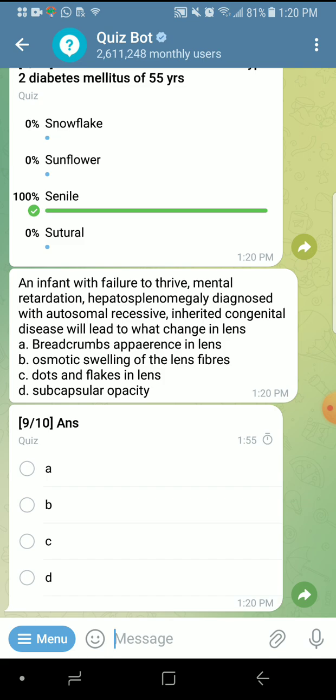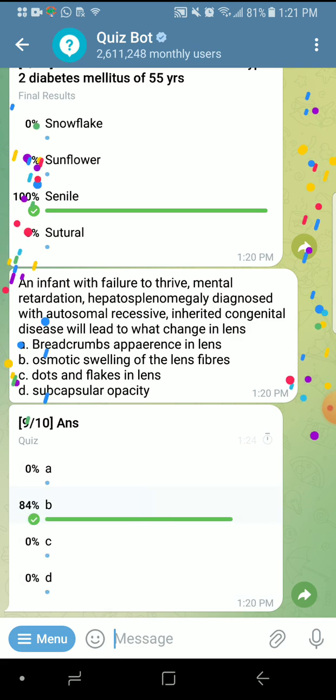Now, infant failure to thrive, pediatric question, mental retardation, hepatosplenomegaly, autosomal recessive condition, inherited congenital disease is nothing but galactosemia. A option is for complicated cataract, that is not correct. B is the correct answer. Oil droplet cataract is due to osmotic swelling of the center of the lens. Dots and flakes in the lens can be seen in Christmas tree cataract in myotonic dystrophy. In subcapsular, there are so many differentials, as the last question will show. But here the answer is galactosemia, which will lead to oil droplet cataract.